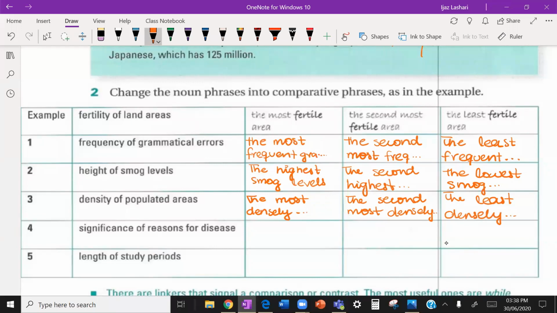Okay. Number 4, the significance of reason for disease. What can we say as a superlative for significance? Significant is an adjective. High significant? No, we don't say that.